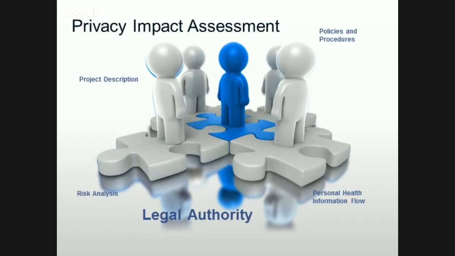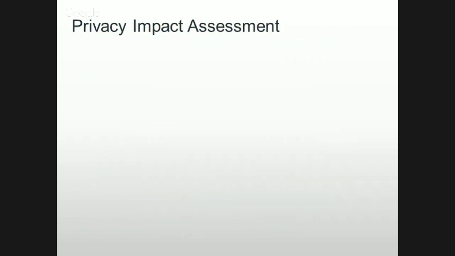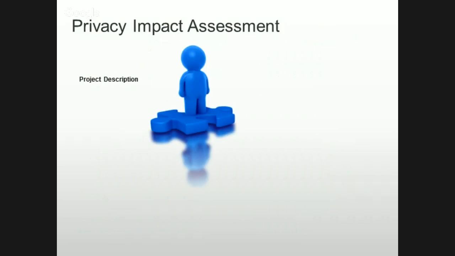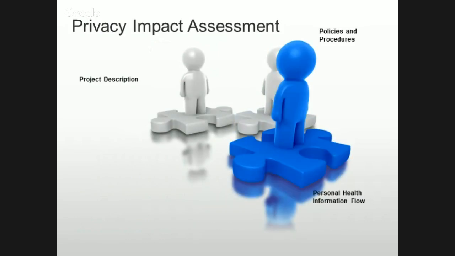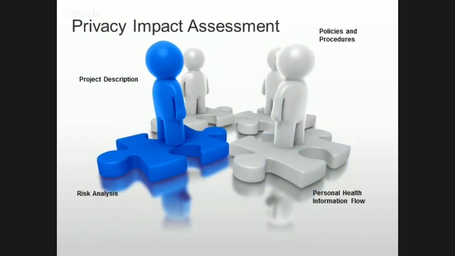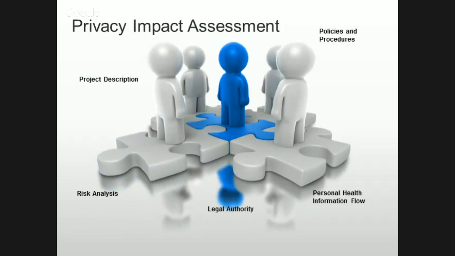So these are the 5 steps of doing the privacy impact assessment. You start with the project description, policies and procedures, the personal health information flow, the risk analysis, and the legal authority. All of those pieces of the puzzle come together to create your privacy impact assessment. So these are the 5 areas that you need to be able to plan.